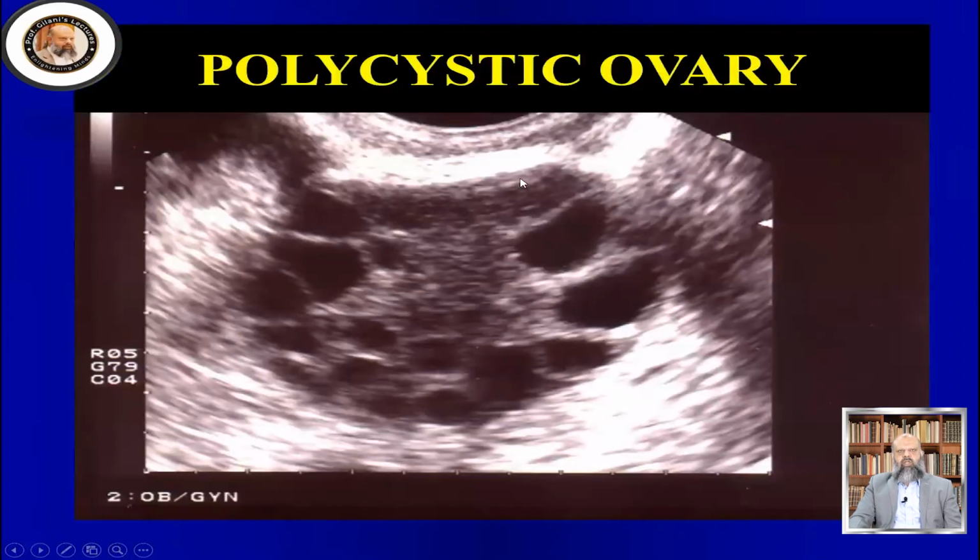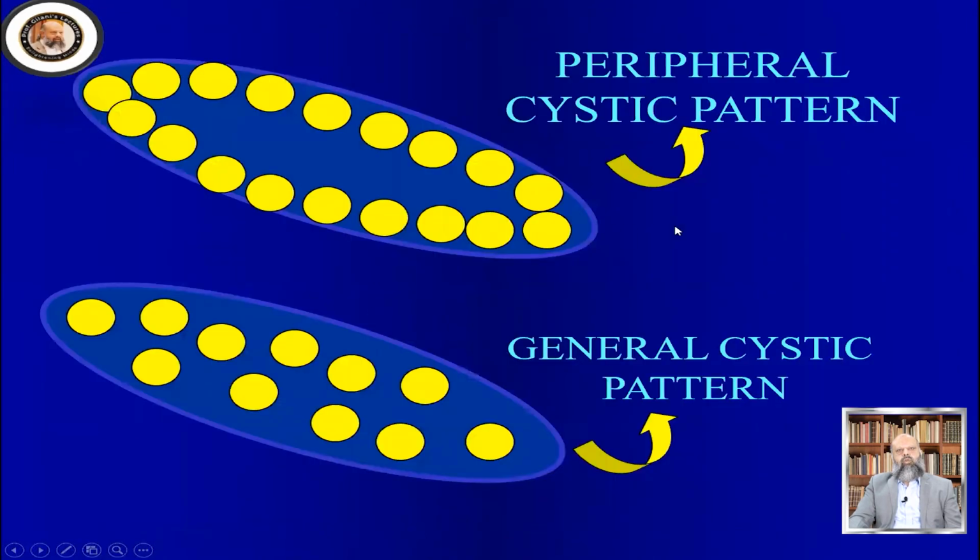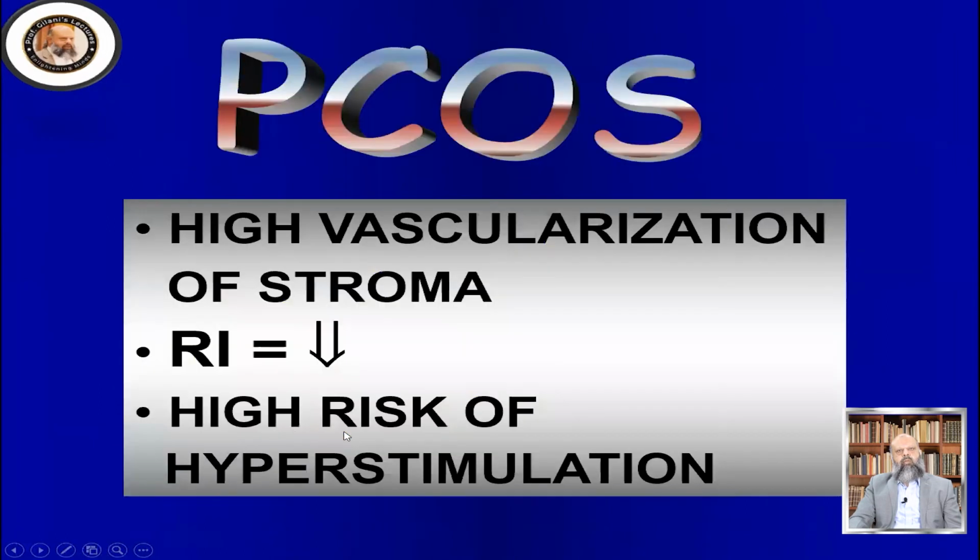This is a polycystic ovary having multiple small immature follicles at the peripheral zone. This is the central stroma of the ovary. So here we compare the general cystic pattern and peripheral cystic pattern. Here the cysts are in the peripheral zone. Here they are mixed.